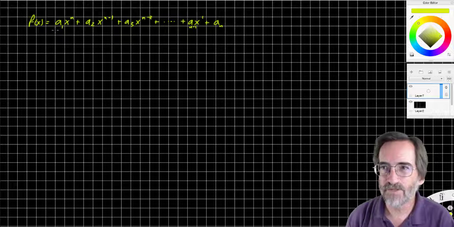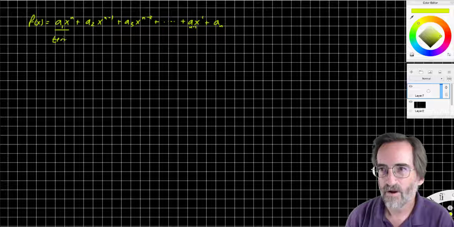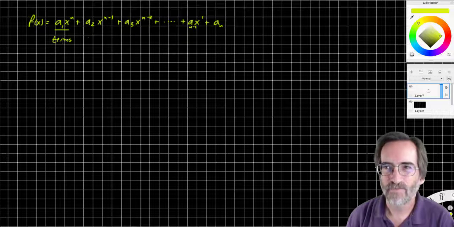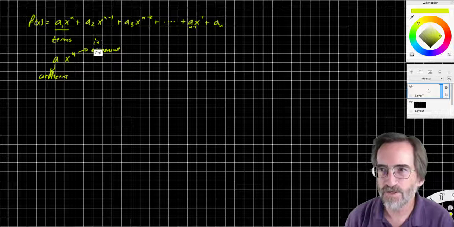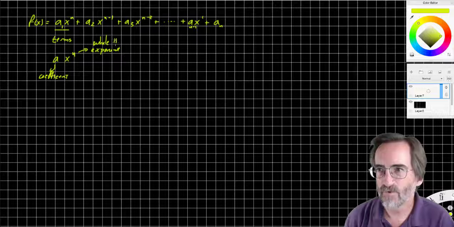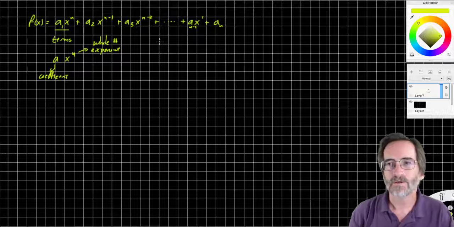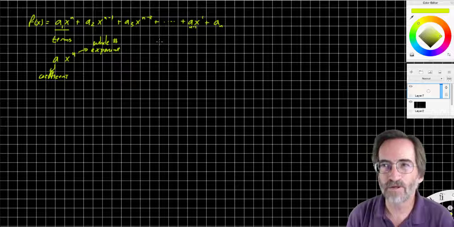So it's made up of terms that are all added together. Each term has a coefficient, an x, and a power, or an exponent. And the exponents are integers. Not just integers, actually. They are positive whole numbers. Whole number exponents. Okay? So that's a class of functions called polynomial functions.